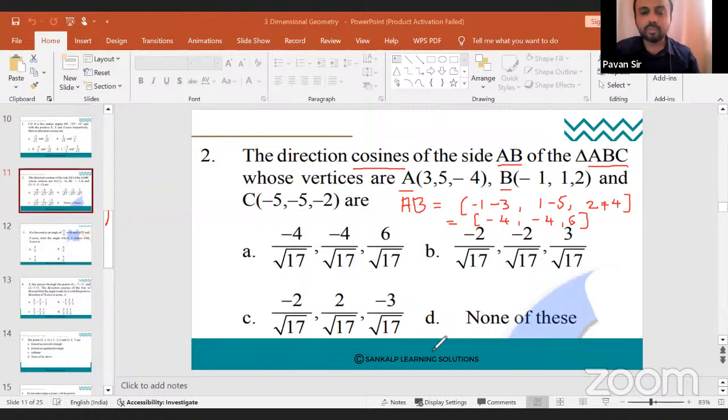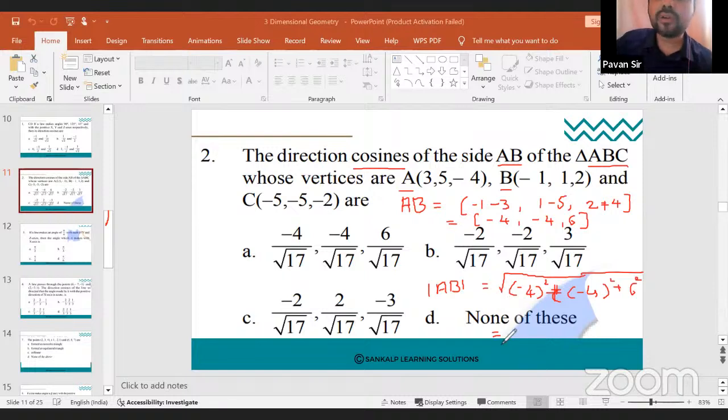Now find the mod of AB. Next step is about mod of AB. Why? Because we want to find direction cosines. So mod of AB is under the root, squares of l, m, n: minus 4 square plus minus 4 square plus 6 square, under the root. Try to get the answer for this. Student, because of the lack of space, I am writing here where I will get the space. Please try to understand.